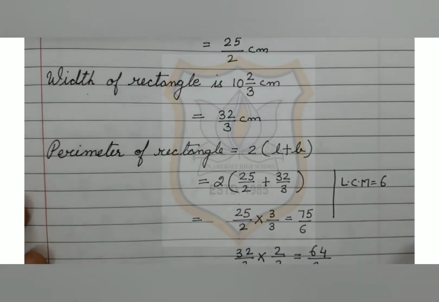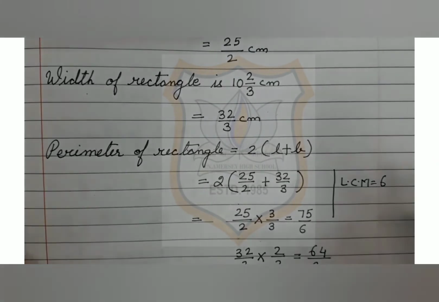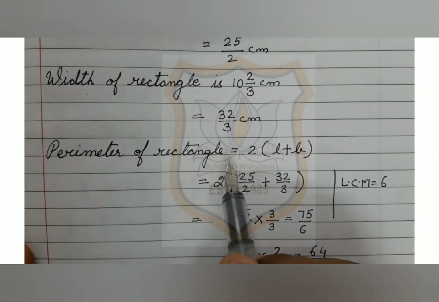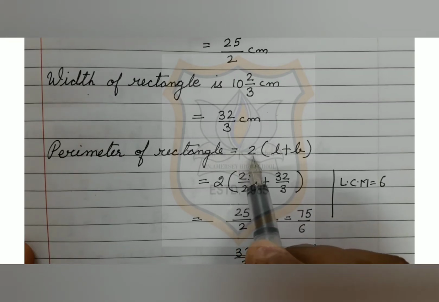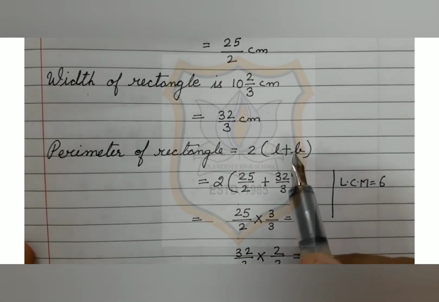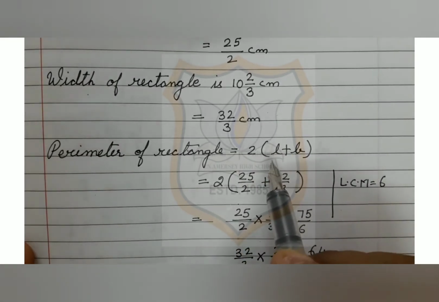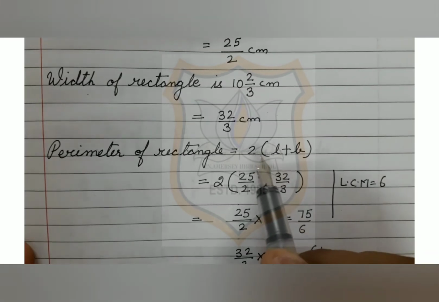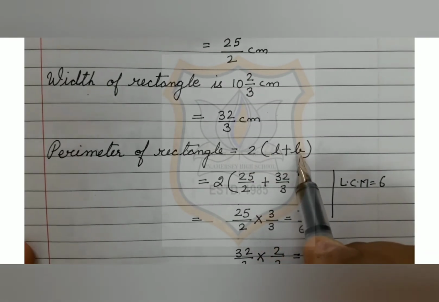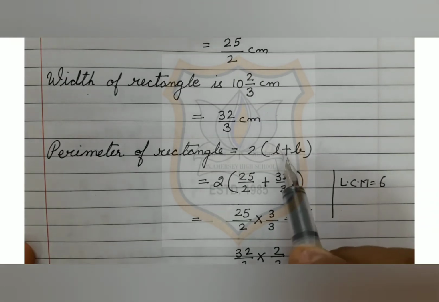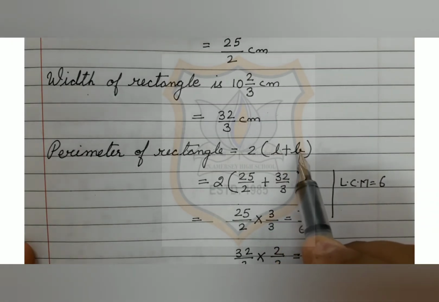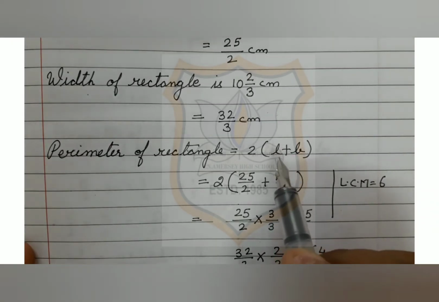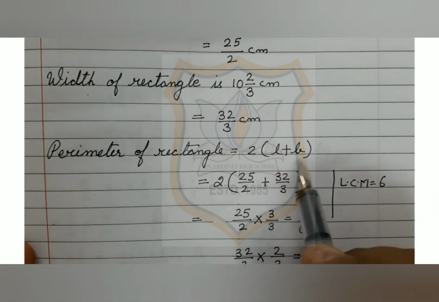Now we will calculate the perimeter of the rectangle. So the perimeter of the rectangle is equal to 2 bracket length plus breadth. Students, this is the formula of the perimeter of a rectangle, that is 2 bracket length plus breadth. Now we will put the values of length and breadth. Breadth and width are the same. So we will put the values of length and breadth in this formula.